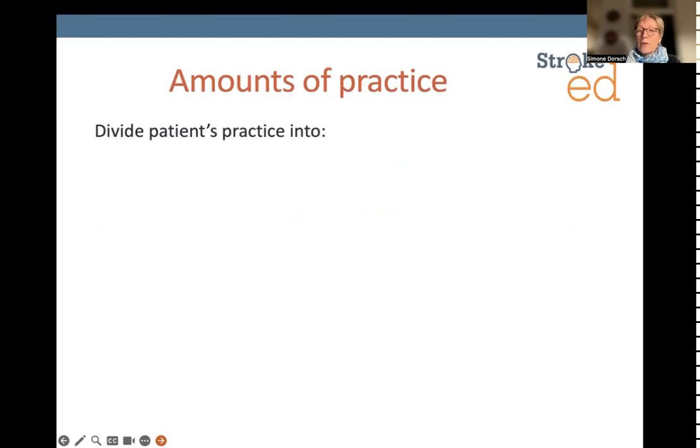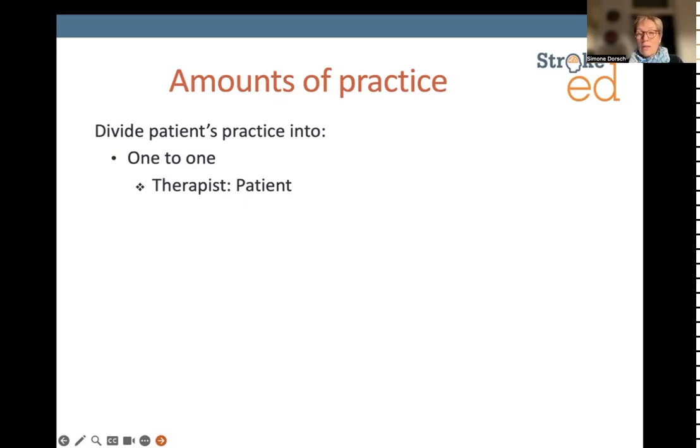So starting with amounts of practice, first of all, we need to be very critical about the way we deliver our service. If we are only setting up patients' practice into one-to-one practice that they do with us during a therapy session, then that's just not ever going to achieve enough practice to really make a big difference to people's outcomes. So we can think about dividing people's practice into one-to-one, semi-supervised and independent. So I'll go through and think about each of those.